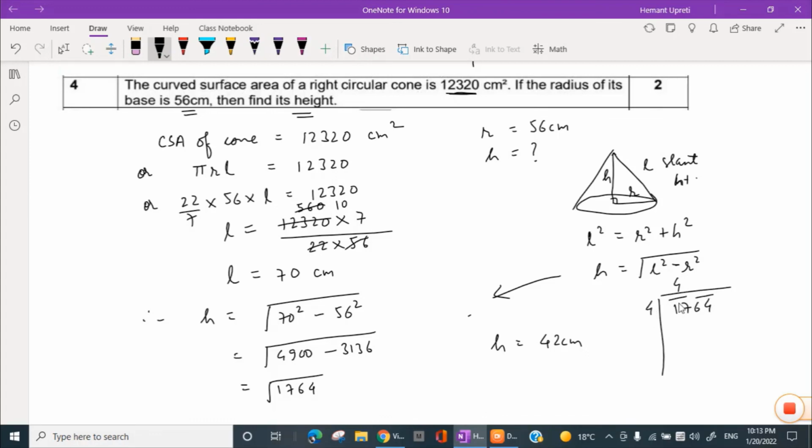4 4 is 16, remains 1 here. I am going to carry this whole pair, 64. Just make the double of this, 8, then you see what unit digit whole square becomes 4 here. So it may be 2, so 164. 42 is the answer. H is equal to 42 centimeter. So here the answer I am writing here.